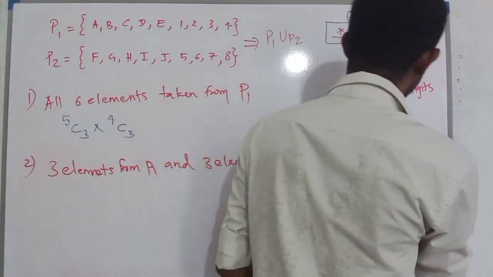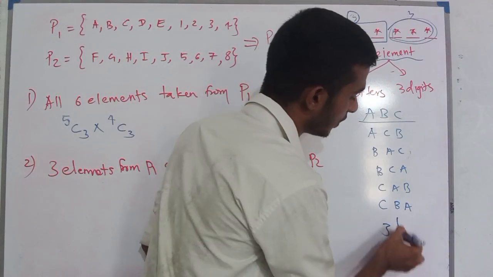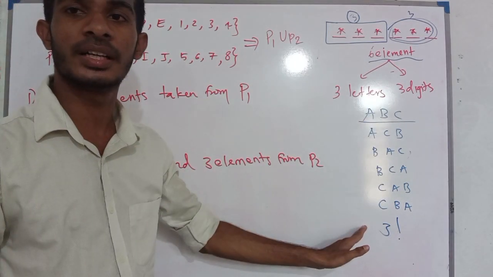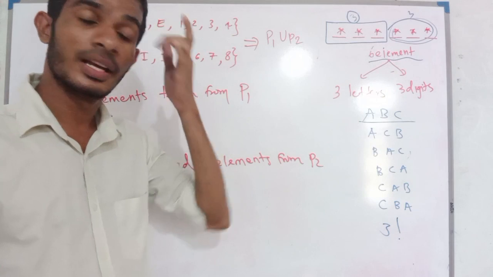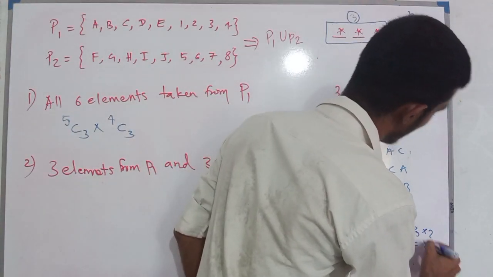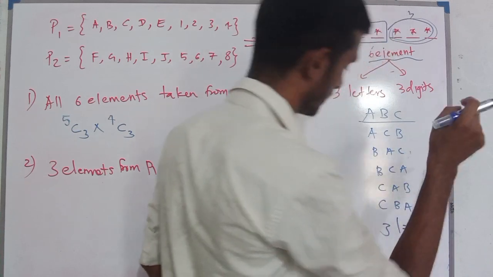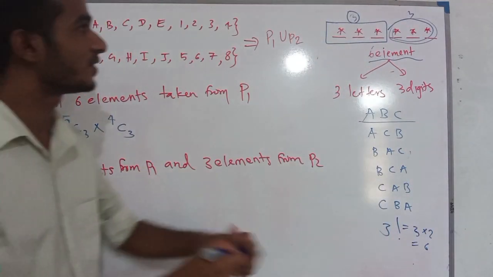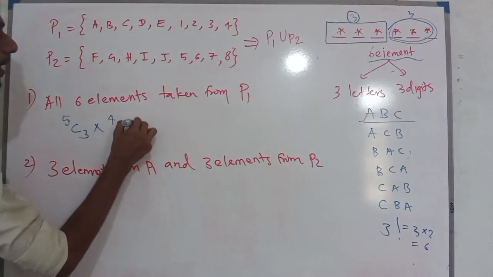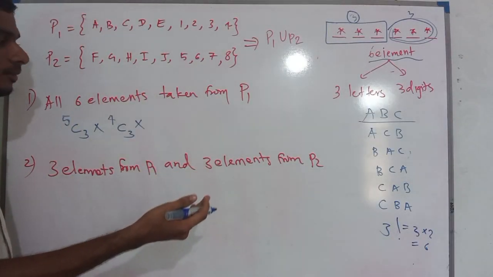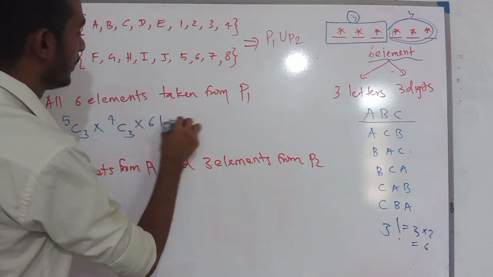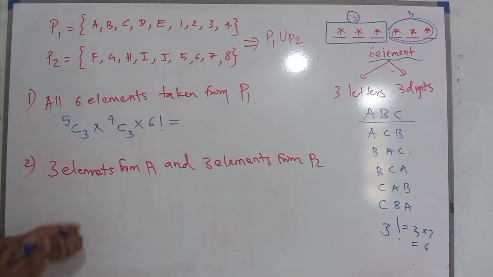So the number of letters we have is 3. Now 3 factorial is the number of all possible passwords that I can generate using these 3 letters. So 3 factorial means 3 times 2, which will give you 6. So 1, 2, 3, 4, 5, 6. Likewise, we have 6 elements here. By shuffling these 6 elements, we can make some number of passwords, right? So 6 factorial.